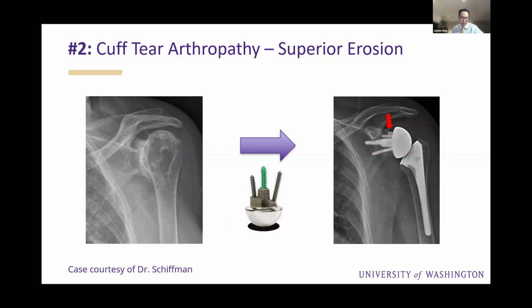So again, this is a case of Dr. Schiffman's. He used the augment superiorly to better correct this angle without having to ream any of the bone inferiorly substantially.